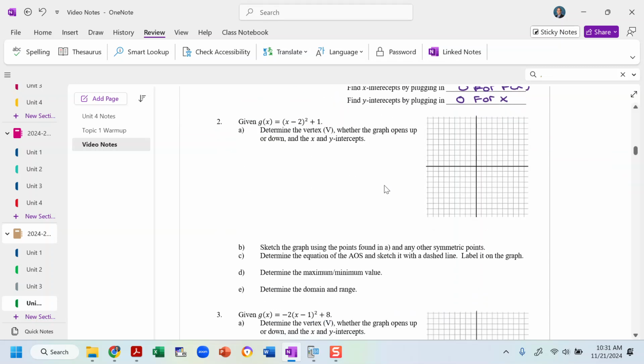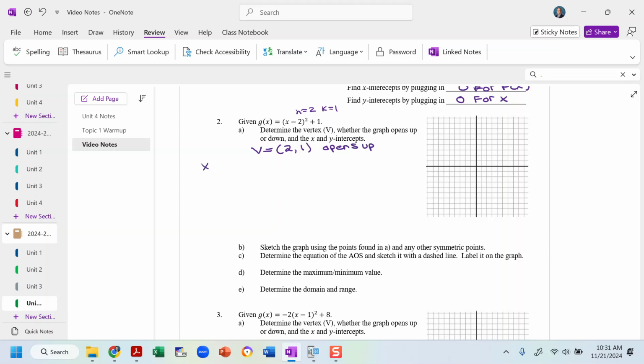So another example here, x minus 2 squared plus 1. So the vertex we know, because the h is 2 and the k is 1. So we know it's 2, 1. It opens up because a is positive.